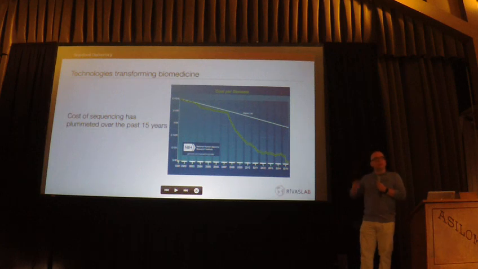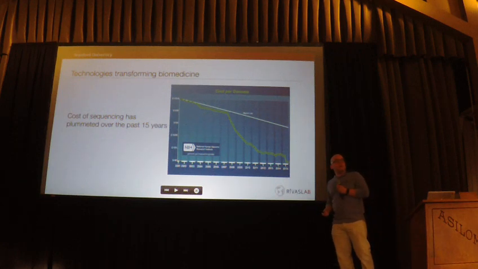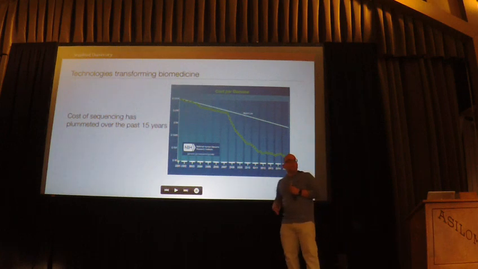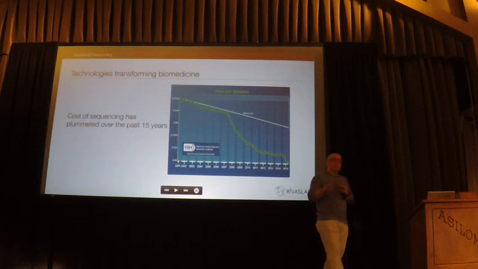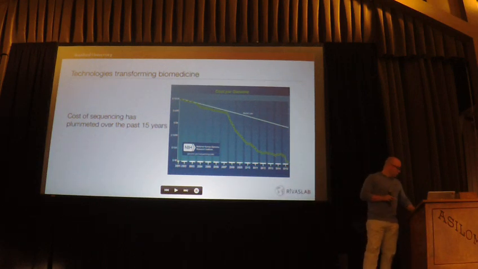You can sequence a whole genome for about $1,000. You can sequence a whole exome for approximately hundreds of dollars. And you could do whole genome genotyping for approximately $30. And I can describe that later.